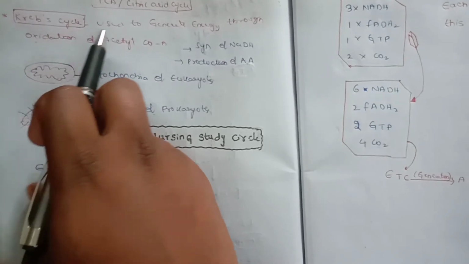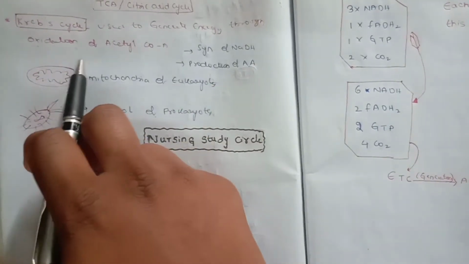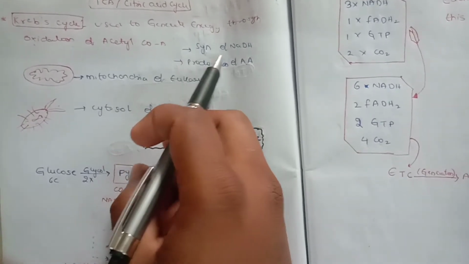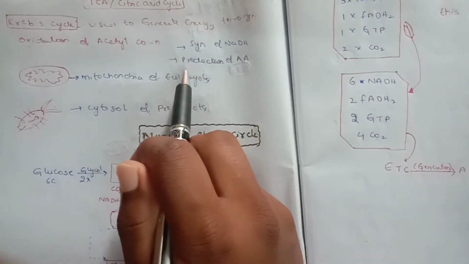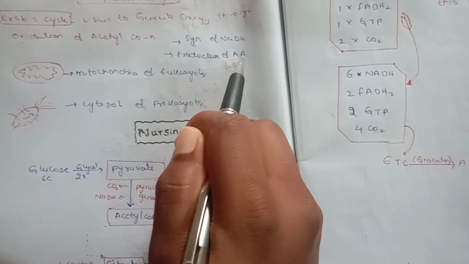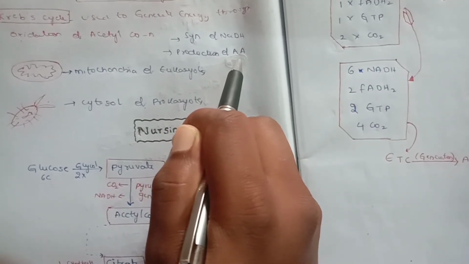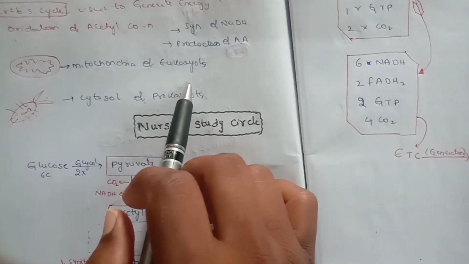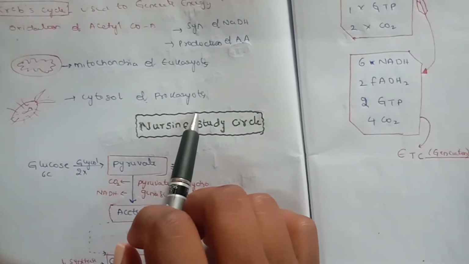So the Krebs cycle is used to generate energy through the oxidation of acetyl CoA. It is also used for the synthesis of NADH, and for the production of amino acids. The Krebs cycle takes place in the mitochondria of eukaryotes and the cytosol of prokaryotes.